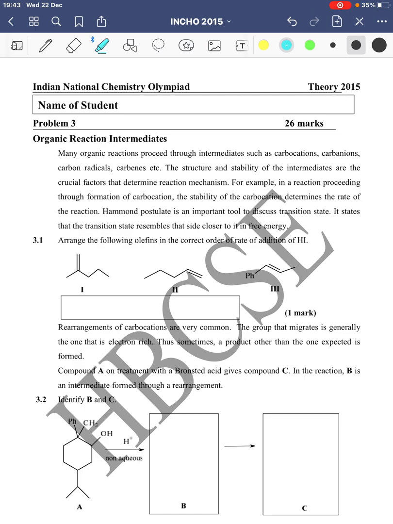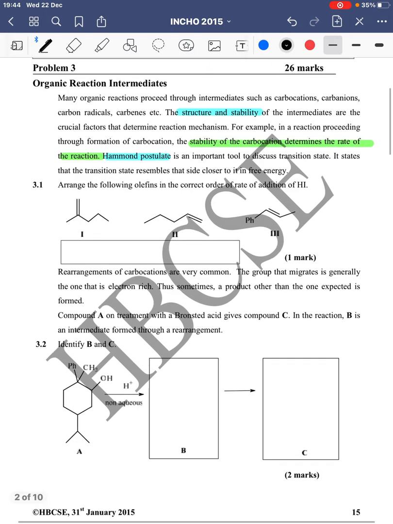It says many organic reactions proceed through intermediates such as carbocations, carbanions, carbon radicals, carbenes, etc. The structure and stability are crucial factors that determine the reaction mechanism. Well, an intermediate forms in the reaction and then it decides the stability. So just highlighting that. And then it says the formation of cation, the stability of the carbocation determines the rate of the reaction. And then there's given the name of Hammond postulate, which is an important tool to discuss the transition state.